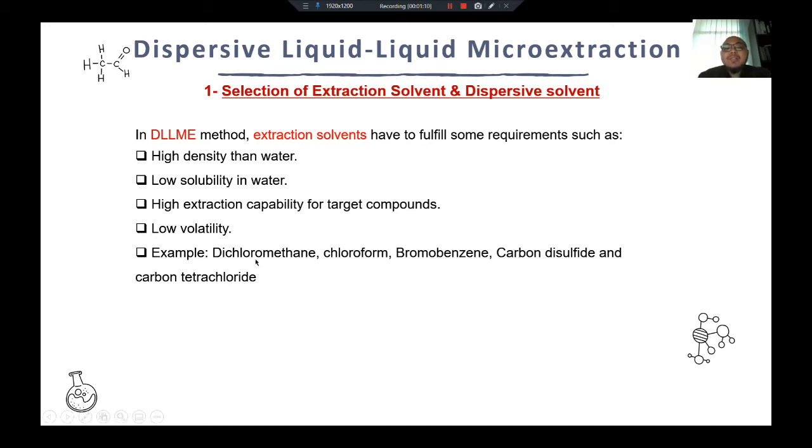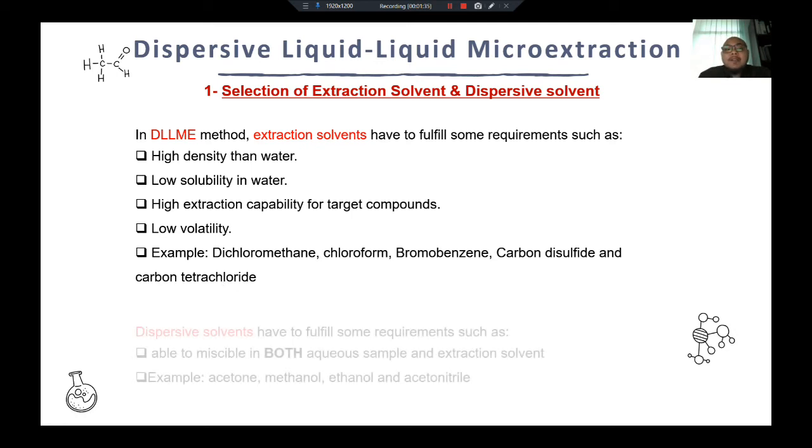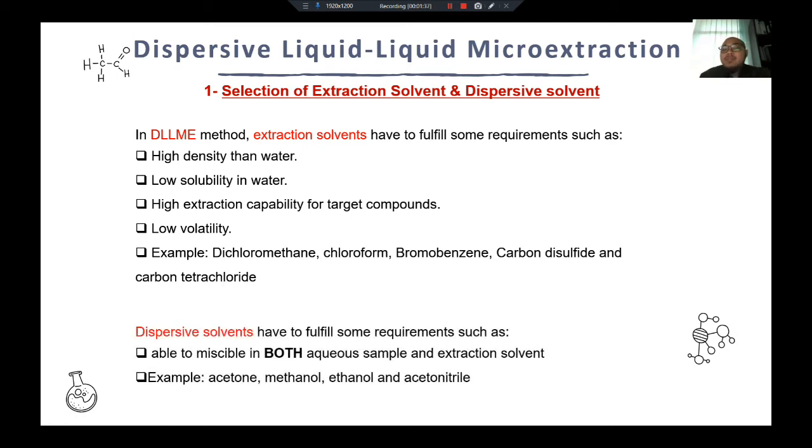Examples here are dichloromethane, chloroform, bromobenzene, carbon disulfide, and carbon tetrachloride. Among these, we have polar and non-polar ones as well. For example, carbon disulfide is non-polar. Chloroform is quite polar. Bromobenzene is quite polar. Dichloromethane is quite non-polar. Carbon tetrachloride is non-polar. Alright, that is for the extraction solvent.